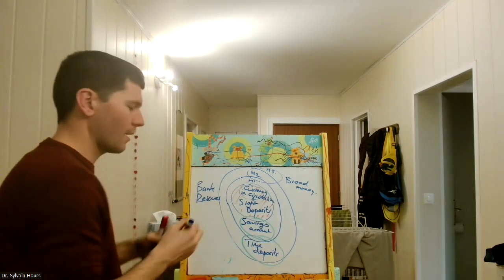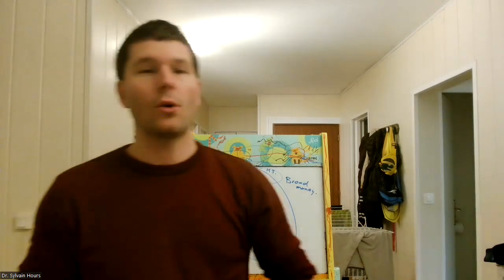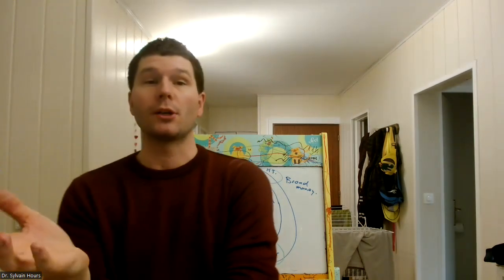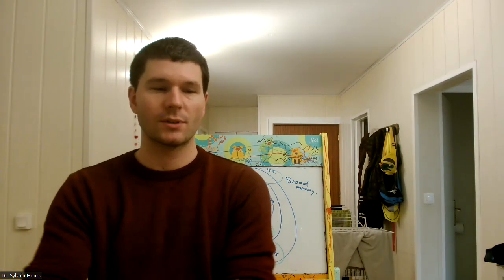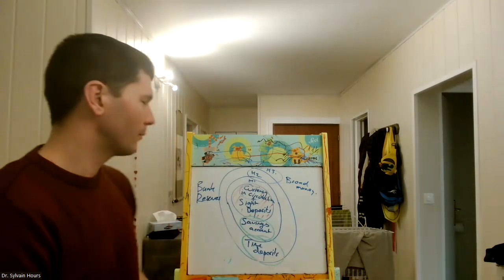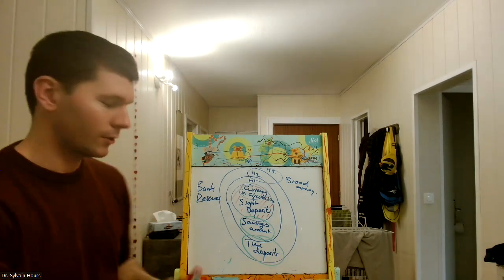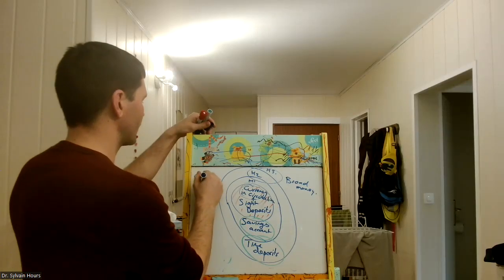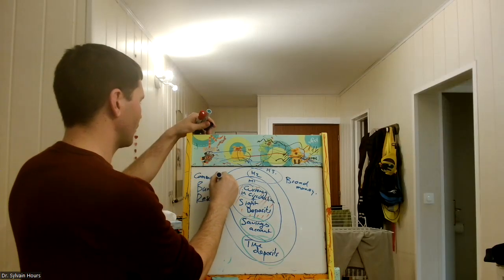So bank reserves. Bank reserves are of two main types. First, you have the physical reserves of banknotes, coins, but mostly banknotes that banks hold in their vaults. Of course, when I'm talking about banks, I'm talking about commercial banks, right? Not the central bank. Commercial bank reserves.